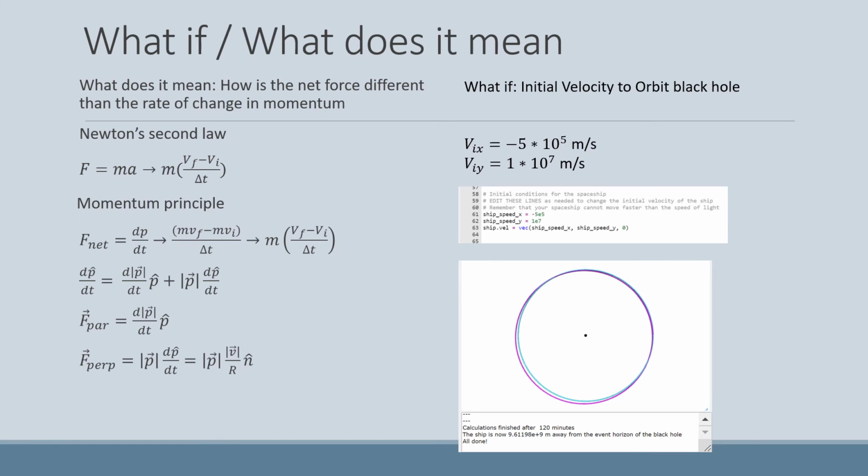And then on the "what if" question, whenever we rearranged the code, we were able to find that a velocity in the x direction being changed to -5 times 10 to the 5th meters per second allowed our ship to orbit the black hole without crashing in comparison to the original code.